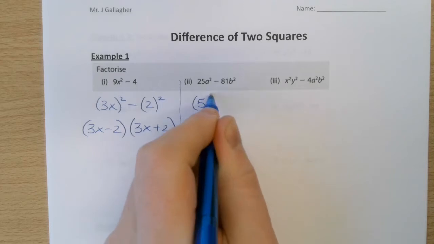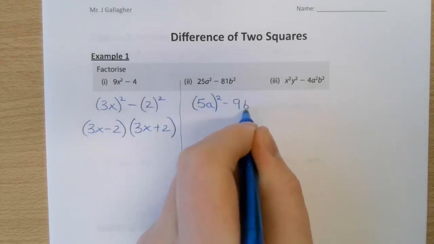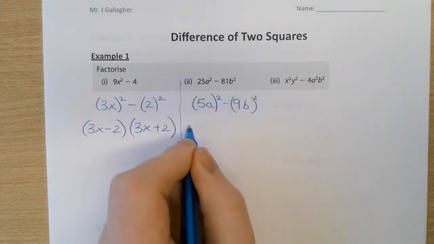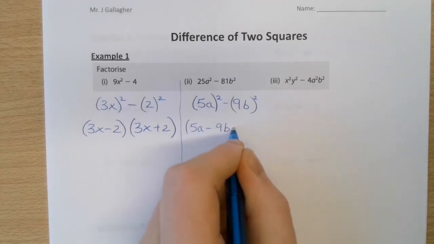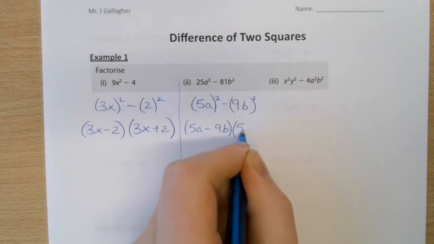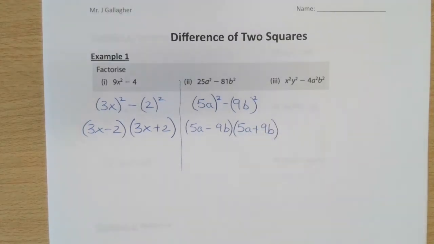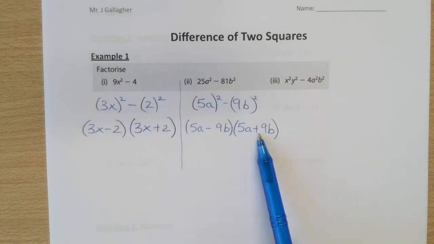Just to take you through another example, we need to change 25a squared. 5 squared gives you 25, so it's going to be (5a) squared minus, and then it's going to be (9b) squared on this side. And then the last step is to write them in brackets, so it's going to be (5a minus 9b)(5a plus 9b). So you write your answers in brackets, and it doesn't make a difference if you write the 5a plus 9b or the 5a minus 9b first. That's perfectly okay.